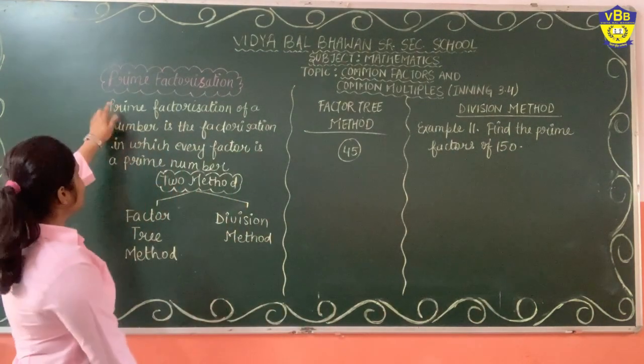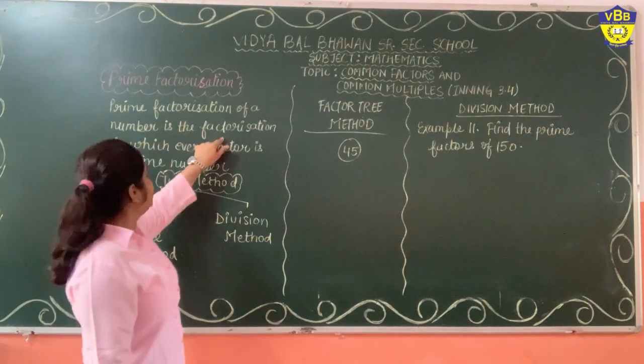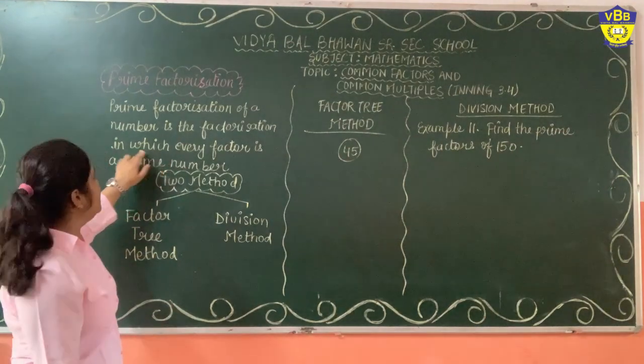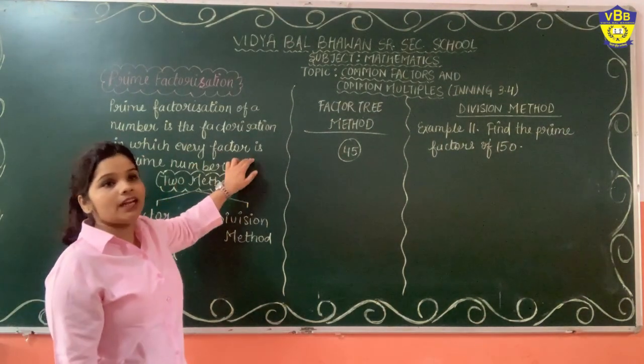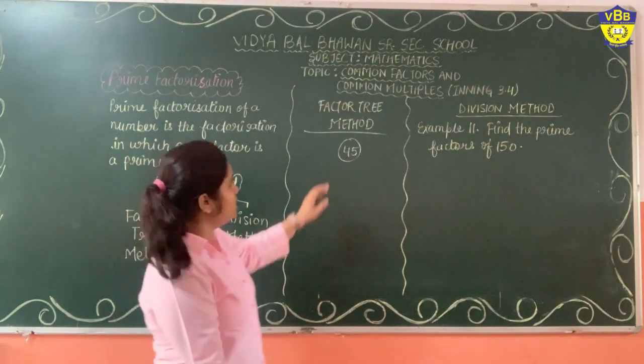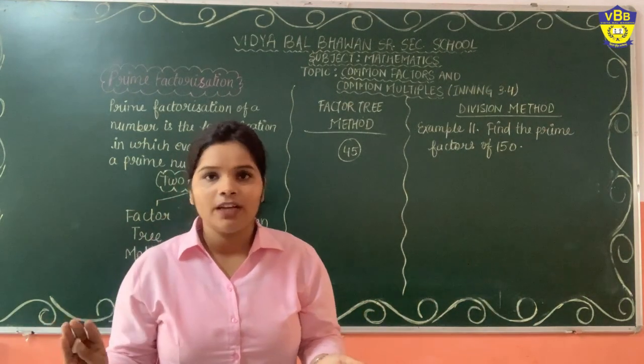Basically, prime factorization of a number is the factorization in which every factor is a prime number. When we write the factors of any number, we will write all the possible factors.